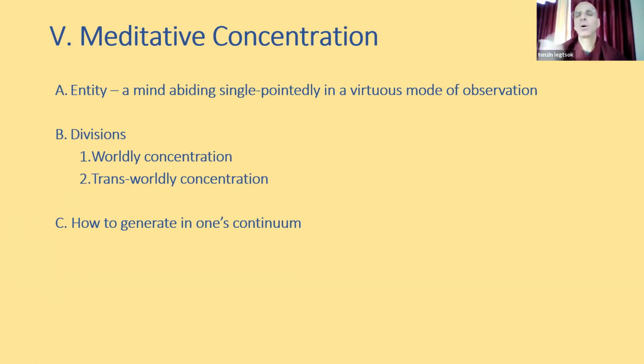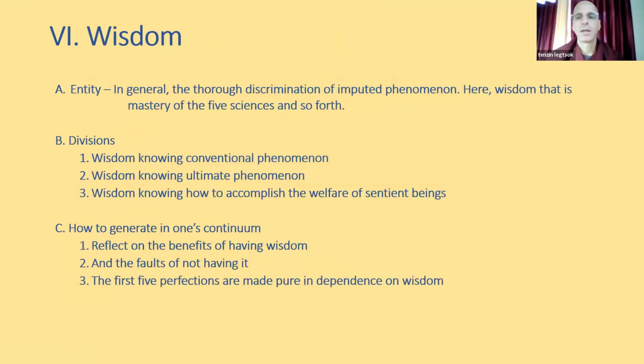And their motivation isn't always to transcend samsara. Sometimes it can be a more worldly objective, to have the peace and power that comes about through having a focused mind. Whereas transworldly concentration is generating meditative concentration with at least the wish to transcend samsara and to achieve full enlightenment. Anyway, that's that. And then wisdom. There are different kinds of wisdom. Here the definition is quite broad, to include many kinds of wisdom.